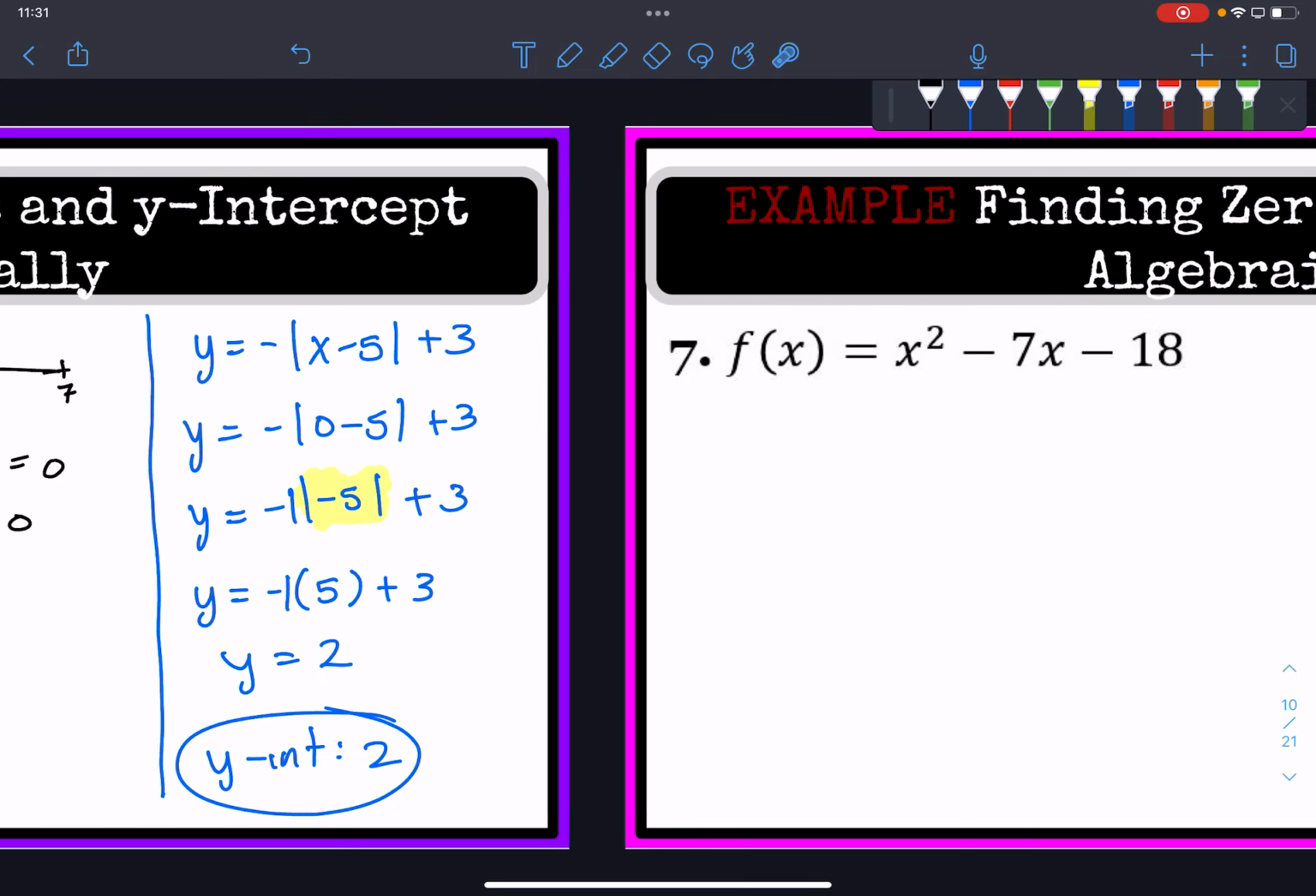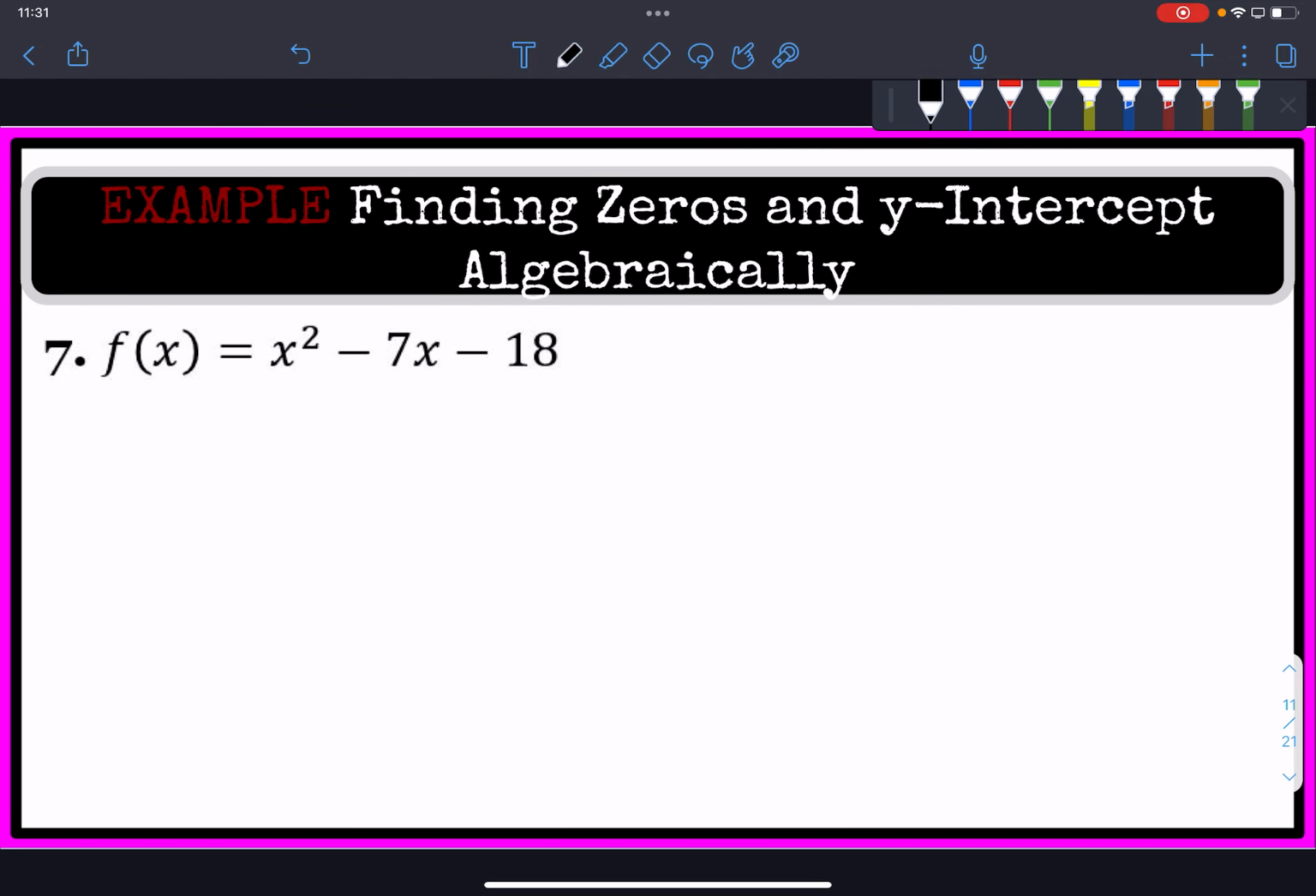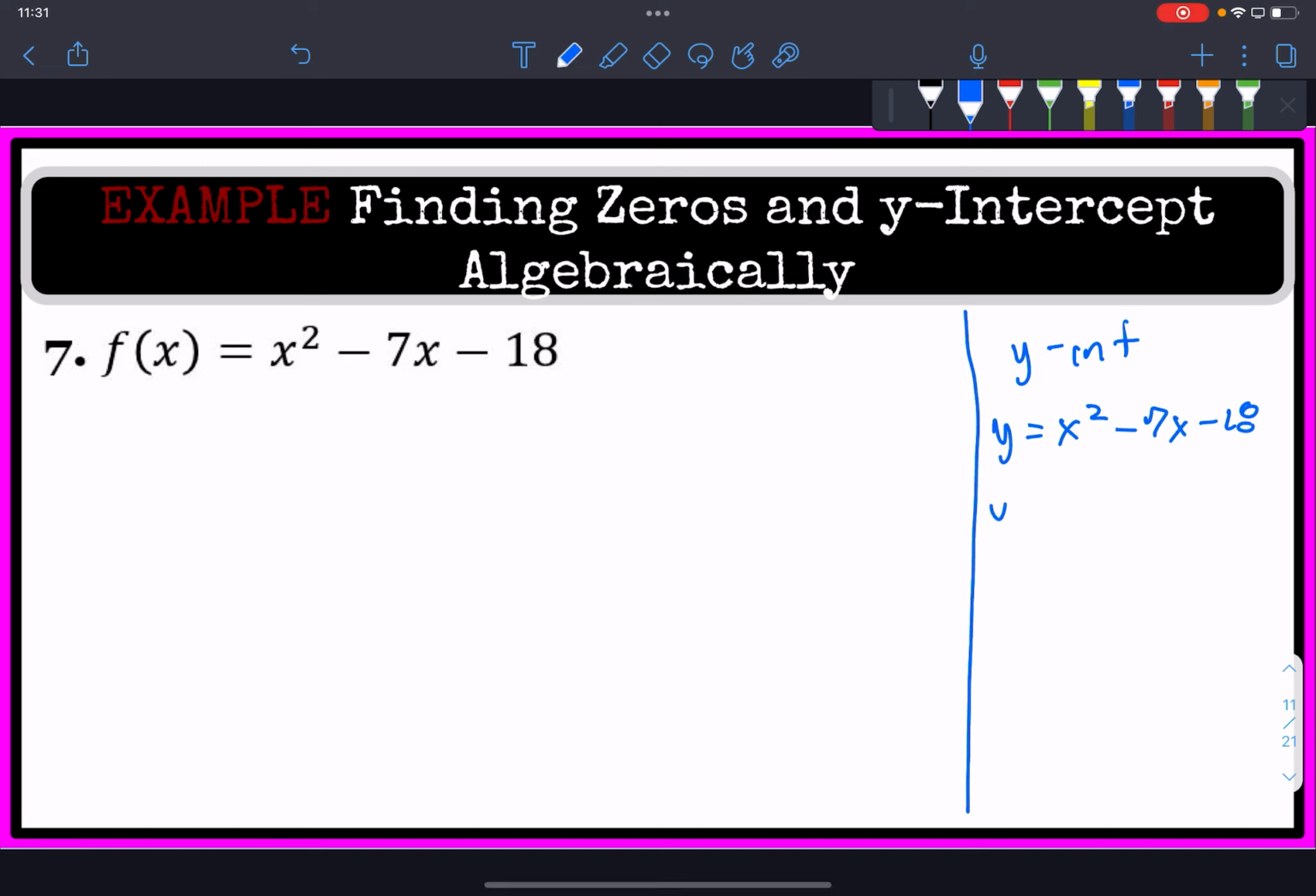Now the next example I want to review, and again, is a quadratic, a trinomial. Well, to find the y-intercept of this simply means to replace the x's with 0. So y will end up with 0 squared minus 7 times 0 minus 18, which is simply going to equal negative 18. So that is our y-intercept.